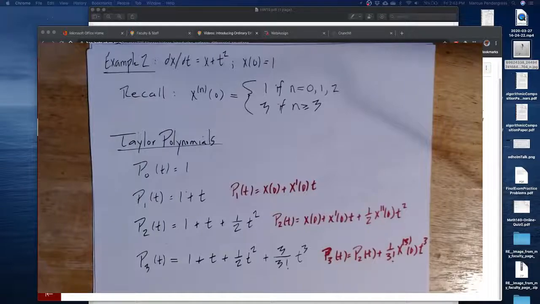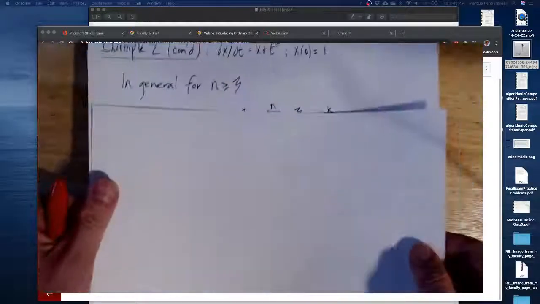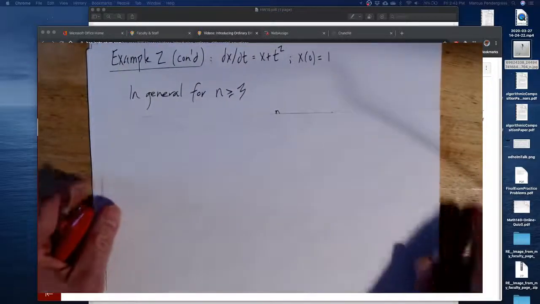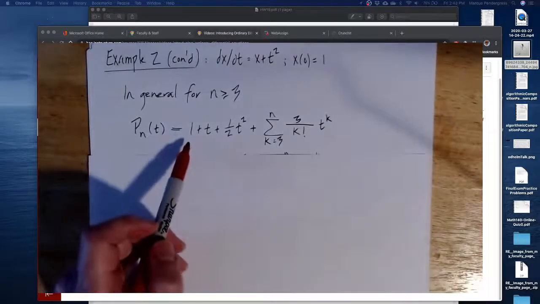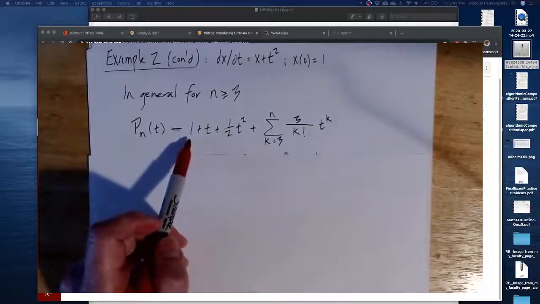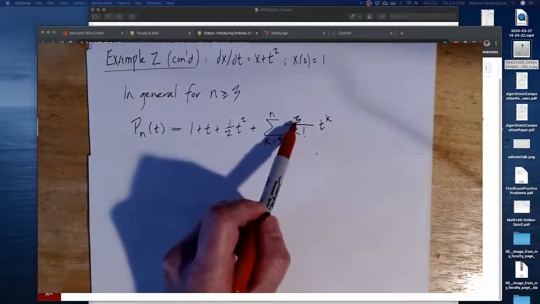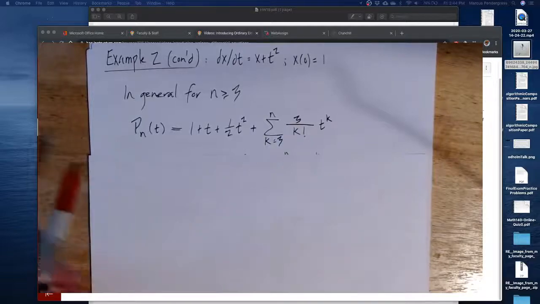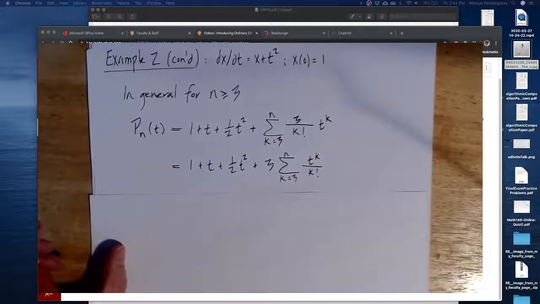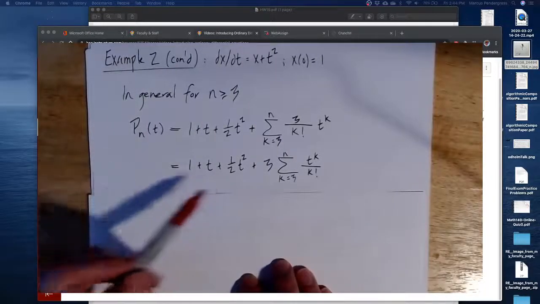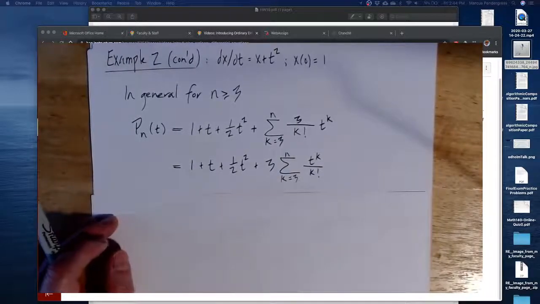And so continuing in that way, you find the nth Taylor polynomial. For any n bigger than 3, here I'm picking off those first two terms because the derivatives at 0 were just 1 there. Then the derivatives for k equal 3 on are all 3, so you just get 3 over k factorial times t to the k. And so I'm factoring out that 3 here, and we get that expression for the general nth Taylor polynomial for our solution.